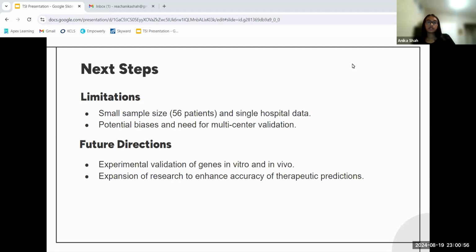While our findings show potential as future biomarkers, it's essential to acknowledge the limitations of our study. The small sample size of 56 patients and the fact that the data was collected from a single hospital could introduce many biases. For broader applicability, future studies should involve multi-center and more diverse patient data. Additionally, further cross-validation is required to ensure that our model is as consistent as possible.